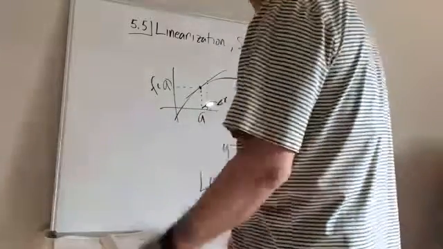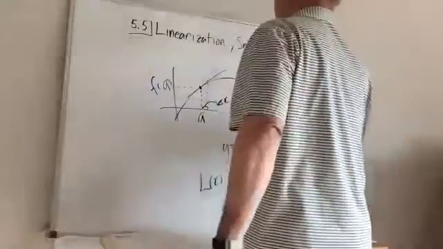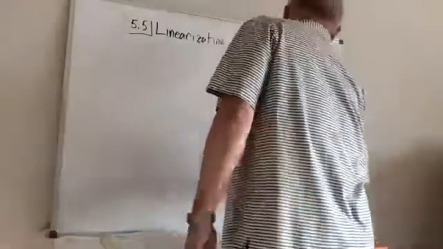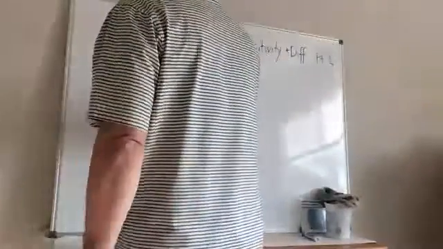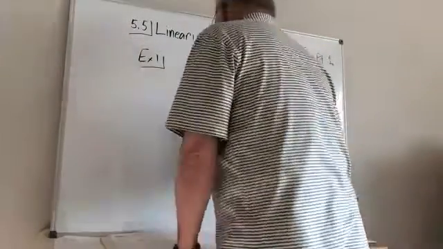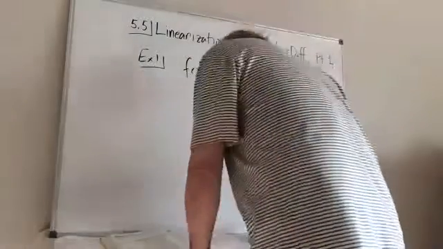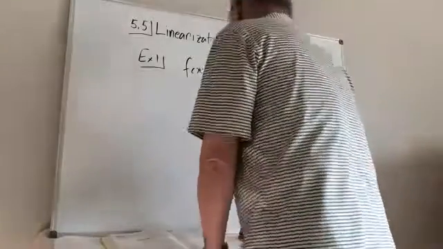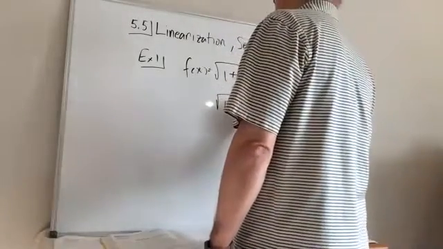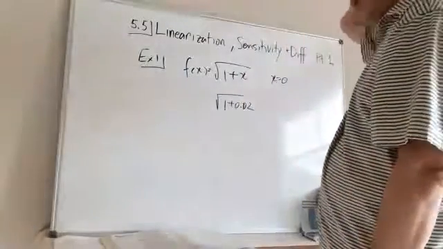All right? I know this is a lot, so let's go ahead and actually see what happens when we do an example. Let's do example number 1. It says, find the linearization of f of x equals the square root of 1 plus x at x equals 0, and I want to approximate the square root of 1 plus 0.02, because it's asking for 1.02. So that's what we're going to do.